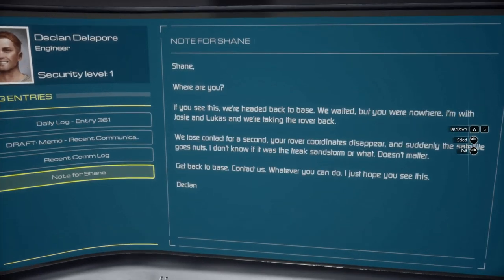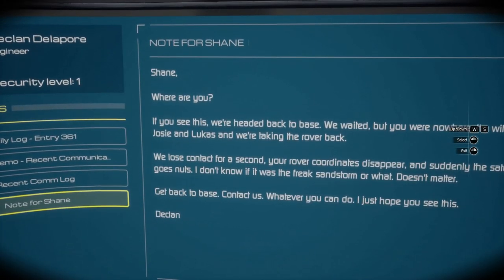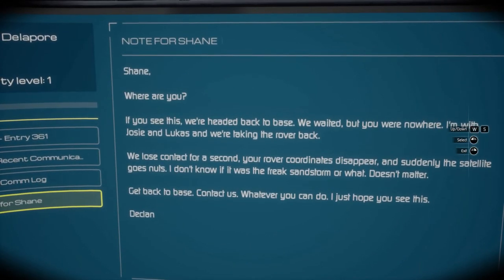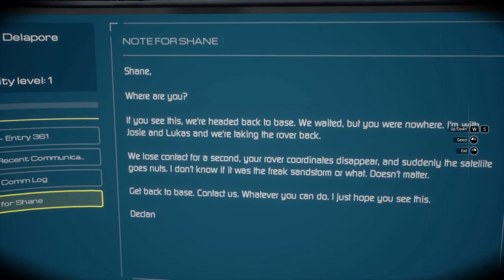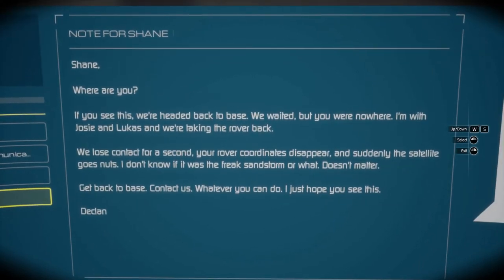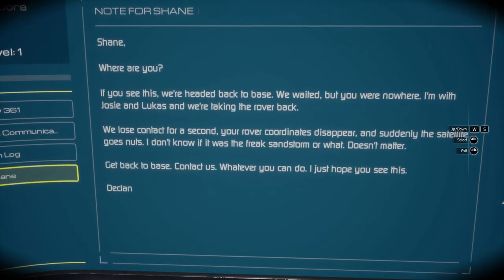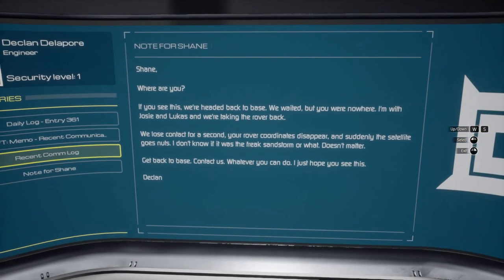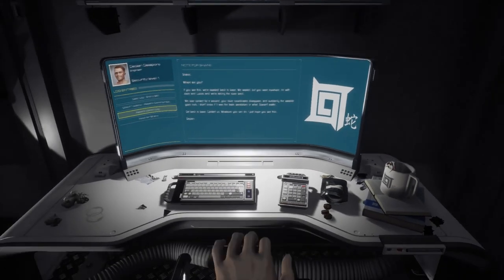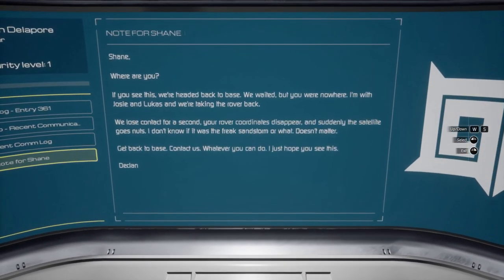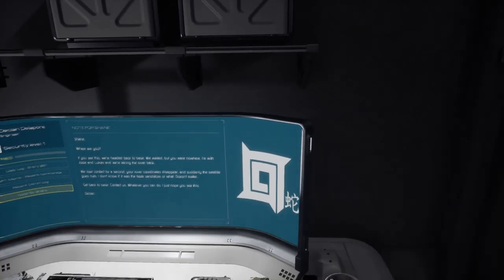Note for Shane. Shane, where are you? If you see this, we're headed back to base. We waited, but you were nowhere. I'm with Josie and Lucas and we're taking the rover back. We lose contact for a second, your rover coordinates disappear, and suddenly the satellite goes nuts. I don't know if it was the freak sandstorm or what. Doesn't matter. Get back to base, contact us. Whatever you can do, I just hope you see this. Wait, there's one more message. I think. Nope. This was the last one.